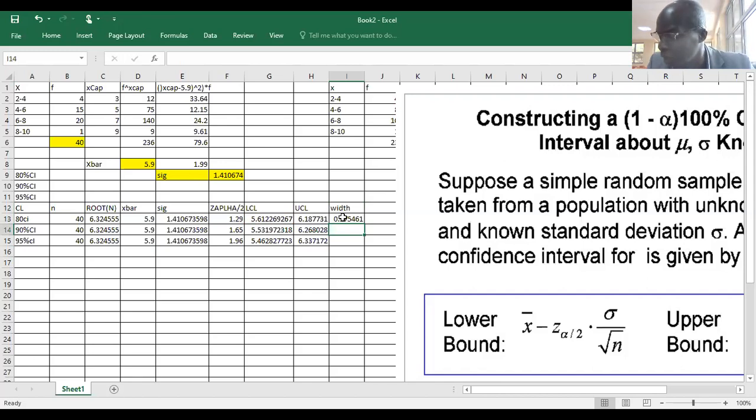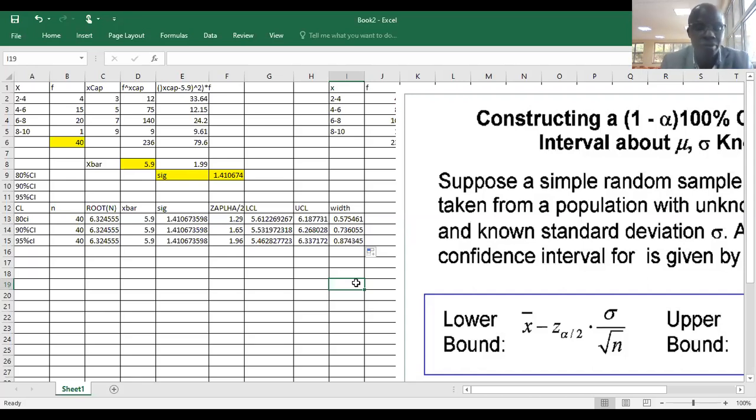What is the width there, if you can see it clearly? 0.5. 0.575. Look at the rest. What has happened? What happens to the width of the confidence interval as the confidence level increases?